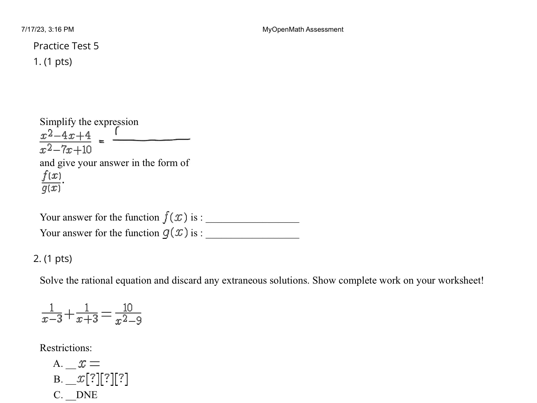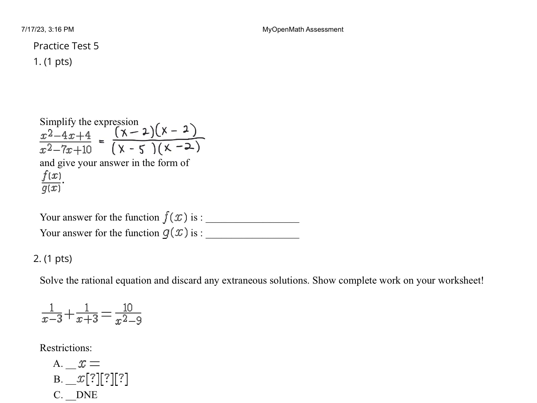So the top factors into x, and then we had to multiply to get 4 and add to get 4. So 2 and 2, same signs, both have to be negative. So that will be the numerator's factors. The denominator will factor into x and x. It has to multiply to get 10 and add to get -7. So -5 and -2 will be the denominator.